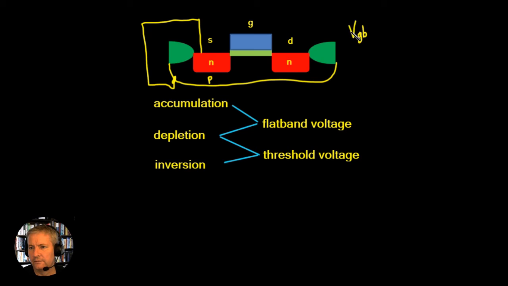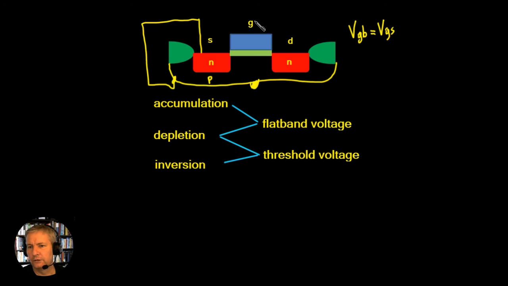So rather than writing voltage between the gate and the bulk, we could just start writing voltage between the gate and the source. And this is what we'll use from now on, VGS. But remember that the VGS, that is the gate to the source, is the same as the gate to the bulk here, which is just the p-type substrate.